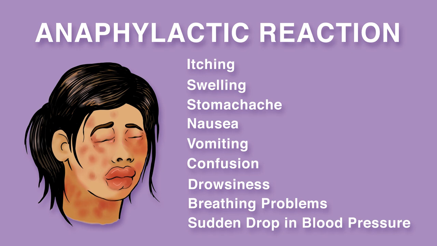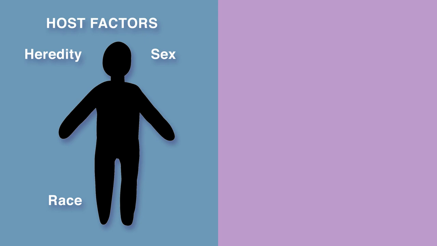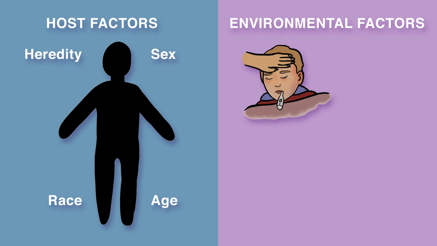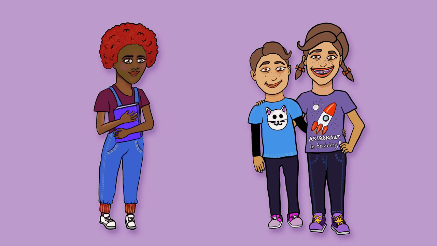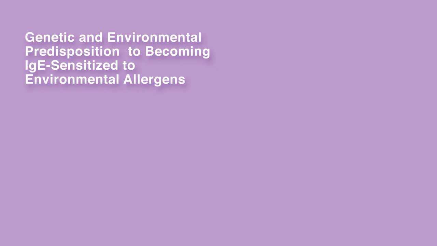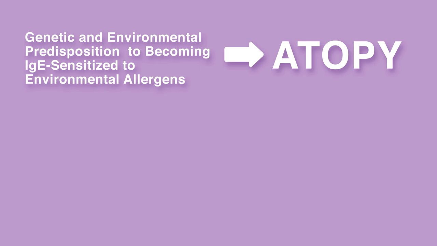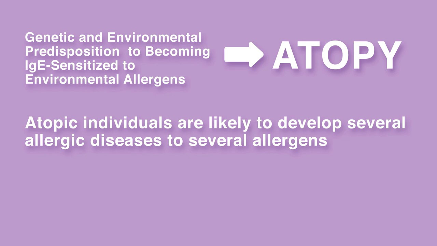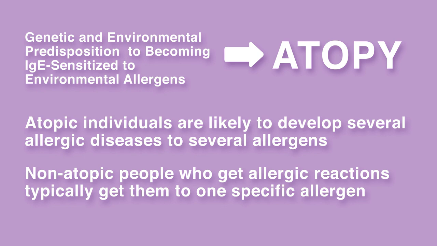Allergies can be caused by host factors such as hereditary, sex, race, and age, as well as environmental factors such as exposure to infectious diseases during early childhood, environmental pollution, allergen levels, and dietary changes. Also, having siblings decreases your likelihood of having allergies. Genetic and environmental predisposition to becoming IgE sensitized to environmental allergens is termed atopy. Atopic individuals are likely to develop several allergic diseases to several allergens. Meanwhile, non-atopic people who get allergic reactions typically get them from one specific allergen.